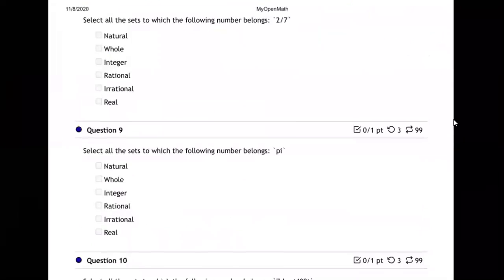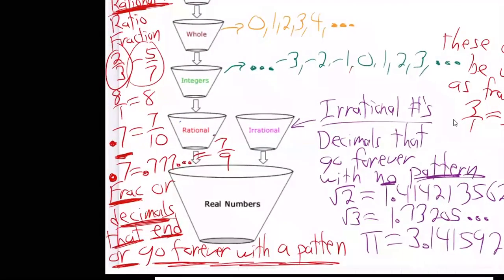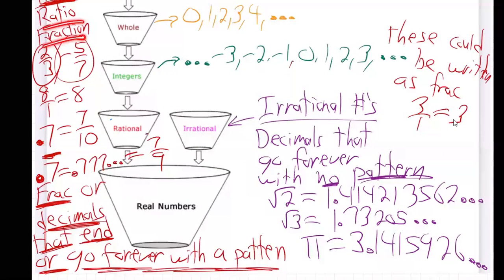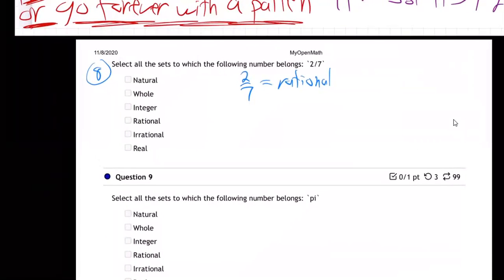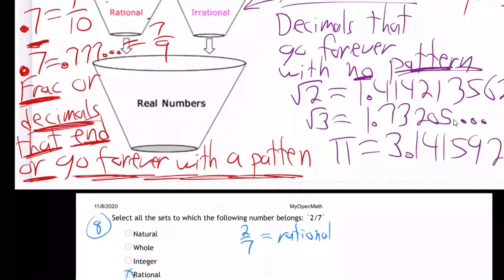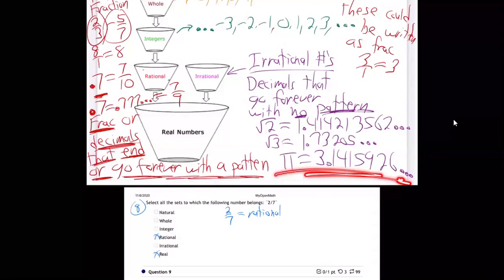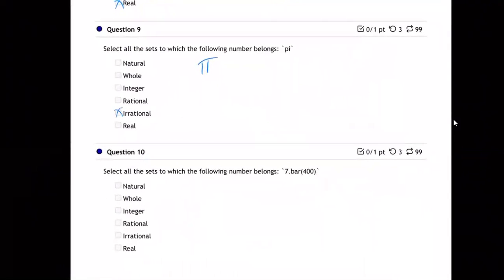And then number 8 here, 2/7. Well, that's pretty clearly a ratio number, isn't it? That's a rational. All the fractions are rationals, and they're all reals. So it's rational and real. Number 9 is pi. We talked about pi particularly. He's a decimal that goes forever with no pattern. He's irrational. So pi is irrational, and he's also real. He's in both those dishes.